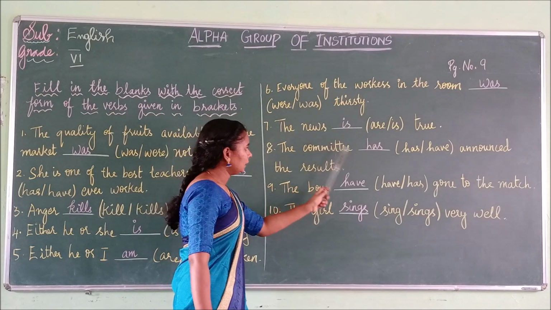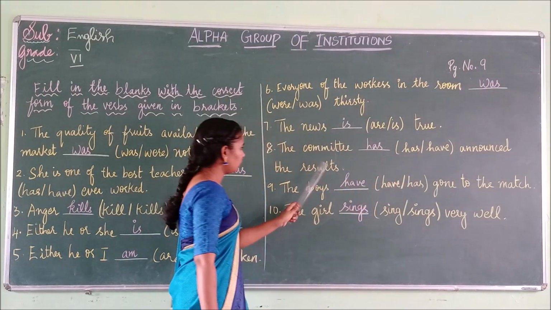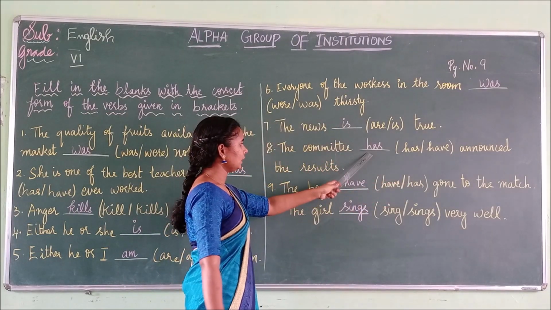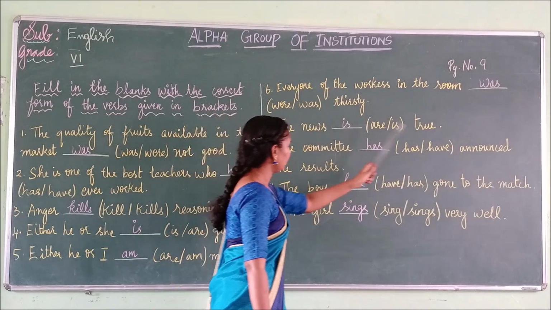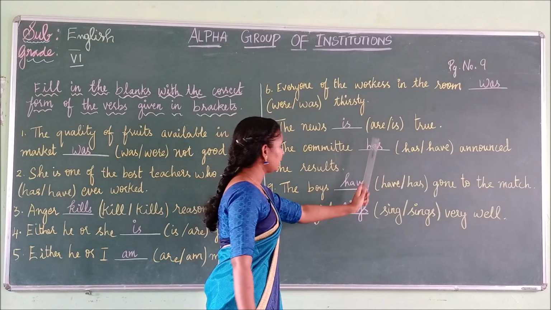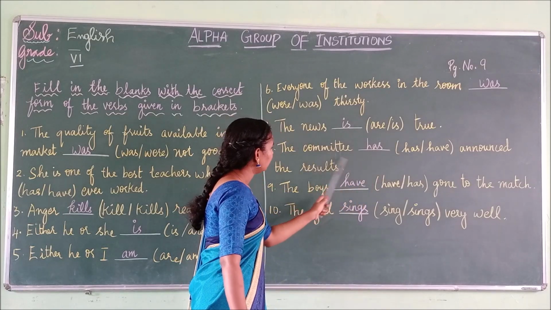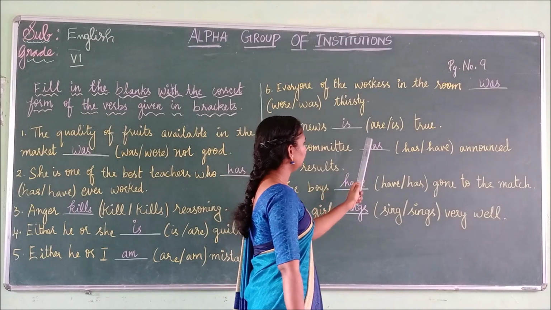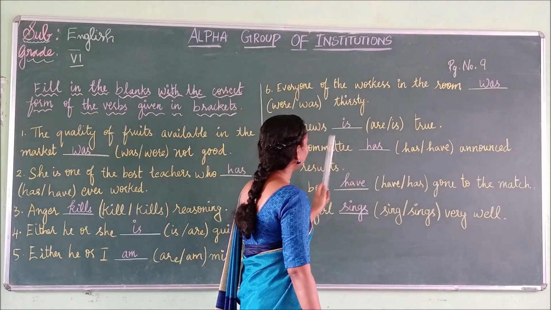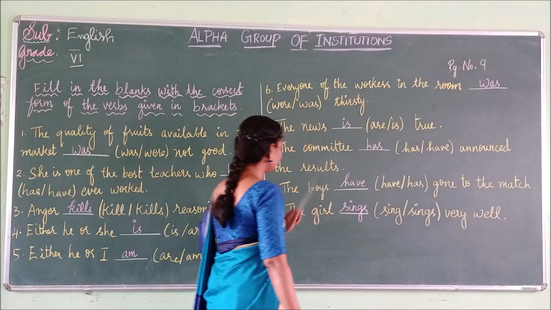The committee dash announced the results. Here what is the answer? Has announced the results. The committee has announced the results. You should not use have because we have got a singular form here. So if a singular form comes, you should use has. So the committee has announced the results.